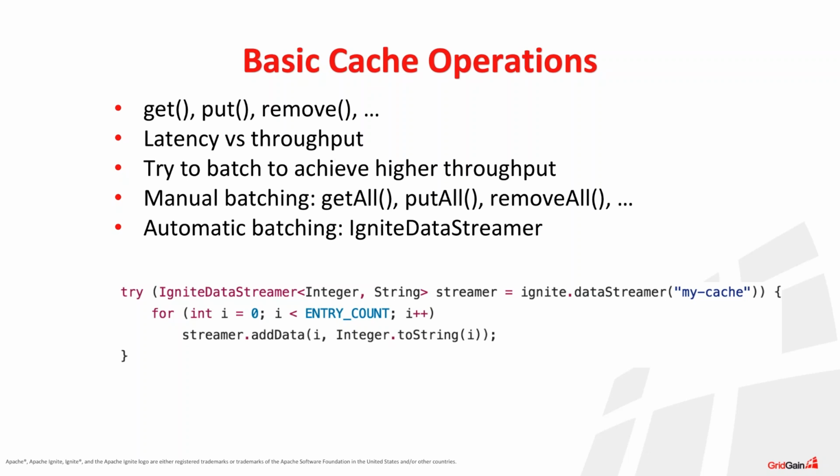It does not actually save this entry in the cache. It does not do any network operations. It only adds this entry into the local queue within the data streamer, and it's up to the data streamer to decide when this queue will be flushed. There are several parameters that you can configure, like the size of the batch, or a timeout after which the queue will be flushed anyway, even if it's not full yet, and several others.